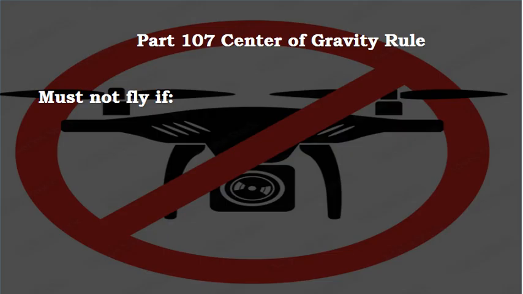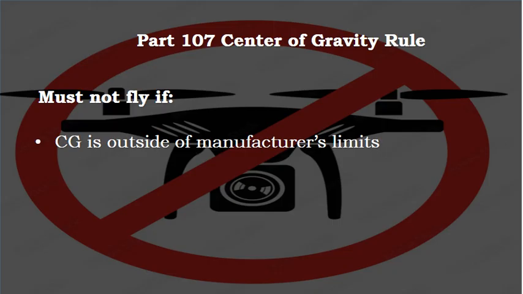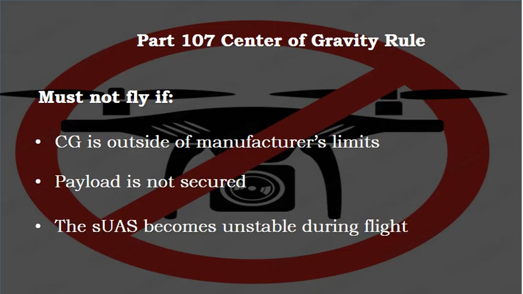The center of gravity rule for Part 107 that must be remembered is that you must not fly if the center of gravity is outside the manufacturer's limits, the payload is not secured, and if the aircraft becomes unstable during flight.